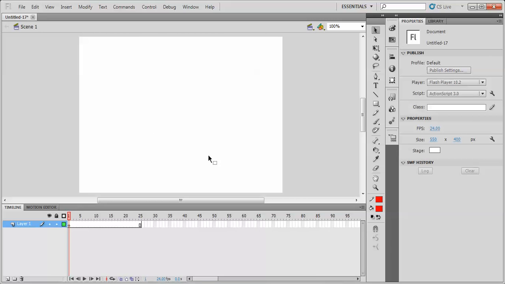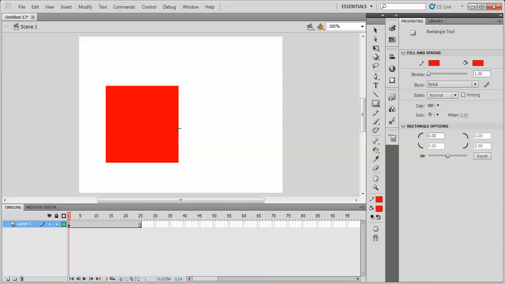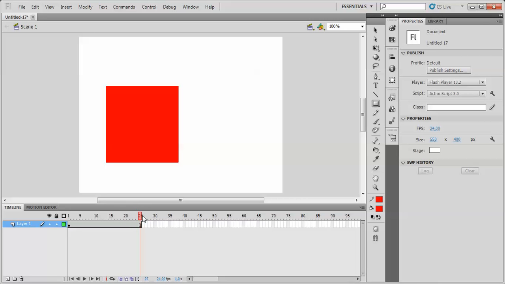So if I go to the beginning and then perhaps grab the rectangle tool and draw a square that will have a stroke of red and a fill of red as well, and I draw that, notice how this keyframe turned black. So that means an event's occurring. And that event will last for 25 frames until I get to here.